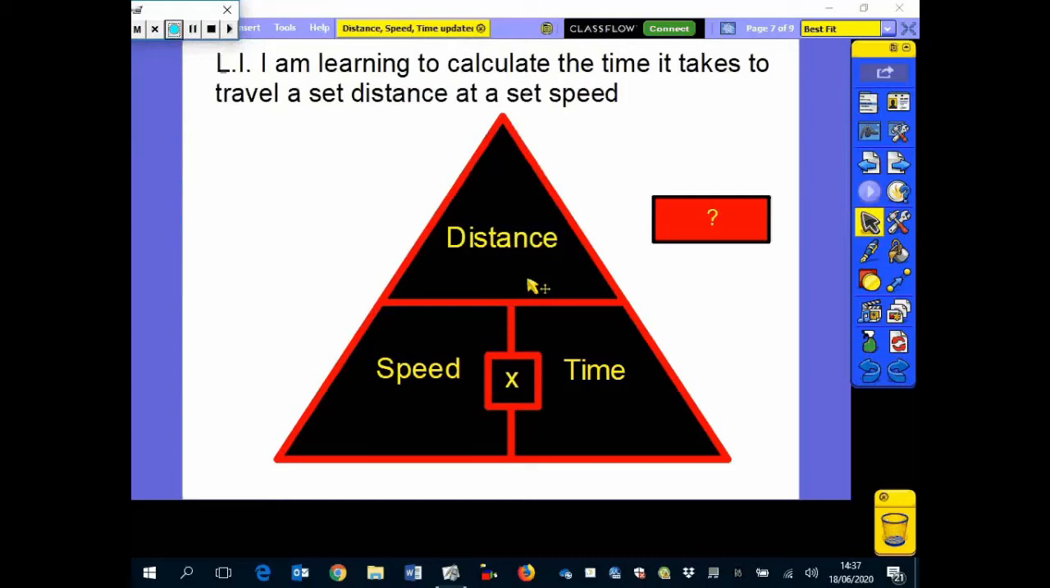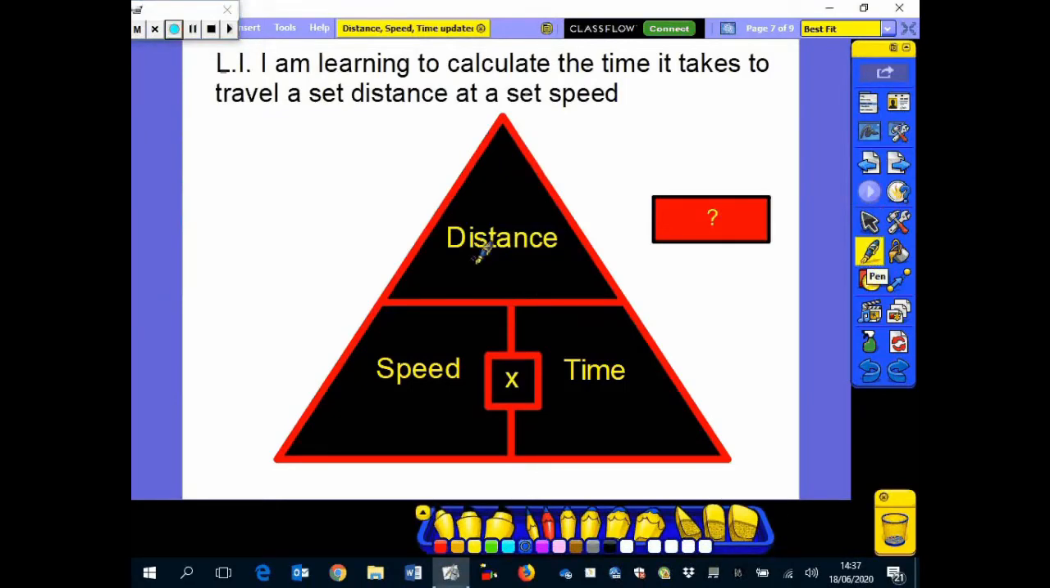Hi guys, in today's video we're looking at distance, speed and time calculations, and we're going to be learning to calculate the time that it takes to travel a set distance at a set speed.